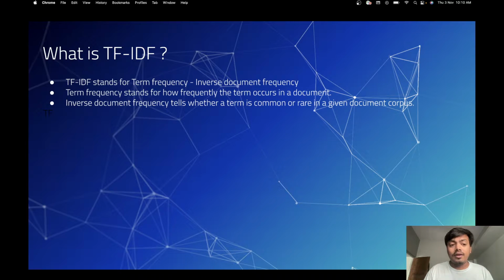Now, what is term frequency? Term frequency stands for how frequently a term occurs in a document. And inverse document frequency tells whether the term is common or rare in a given document corpus. How does it tell that? With the help of its logarithm formula. Now, let's see what the formula for TF and IDF is.